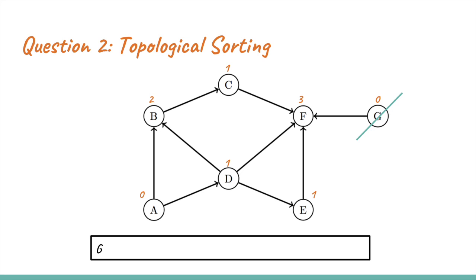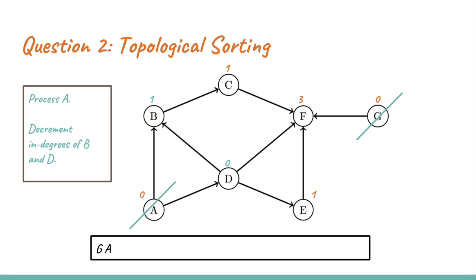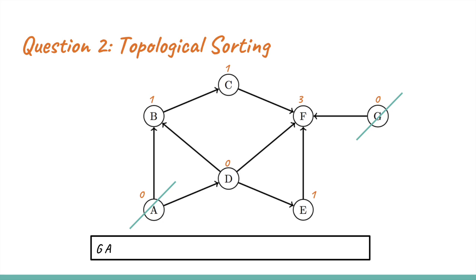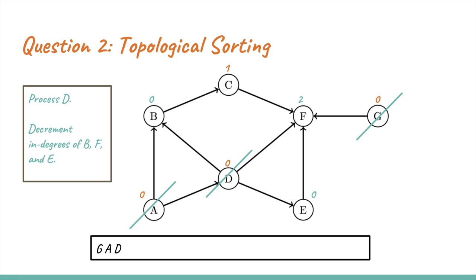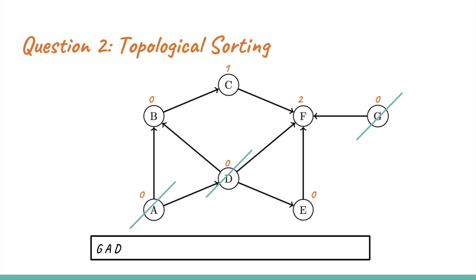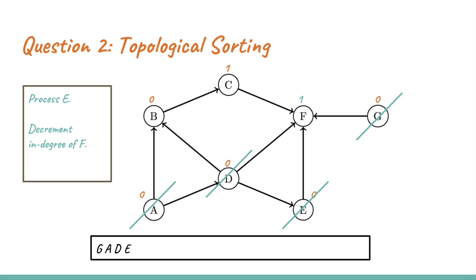The next node with in-degree 0 is A, so we process that, and decrement the in-degrees of its neighbors B and D. The next node with in-degree of 0 is D, and we decrement in-degrees of B, F, and E. Next, we once again have two nodes with in-degrees of 0. Let's just pick E. And in doing so, we decrement the in-degree of F.